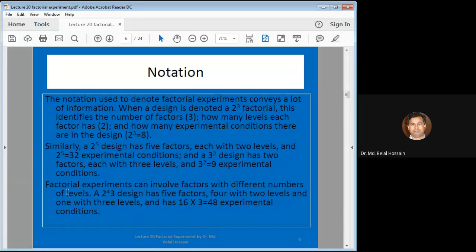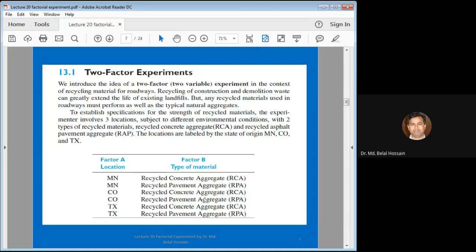factorial conditions. Factorial experiments can involve factors with different numbers of levels. A 2 to the power 4 into 3 design has 5 factors, 4 factors with 2 levels, and 1 factor with 3 levels. So it has 2 to the power 4 means 16 multiply 3, 48 experimental conditions. So this is how factorial design will come out. Okay, so we will discuss that with an example. If you have any question, don't hesitate to ask.